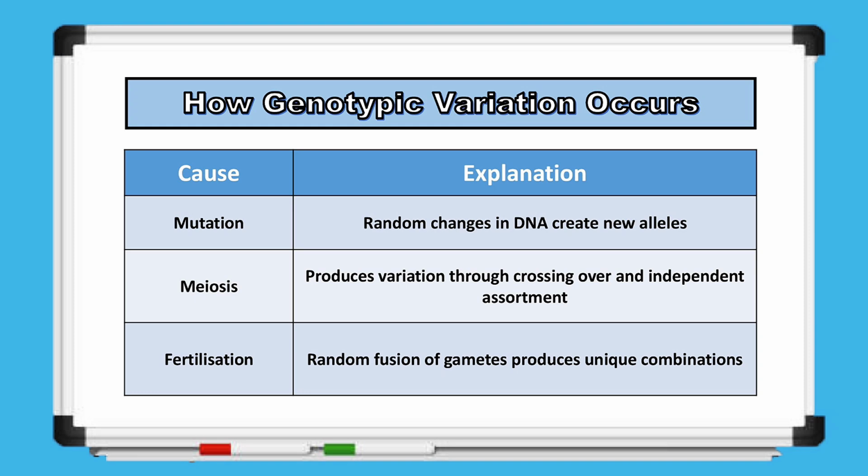The third cause is fertilization. Fertilization involves the random fusion of male and female gametes. Since each gamete carries different genetic information, their random combination results in unique genetic makeups in the offspring.